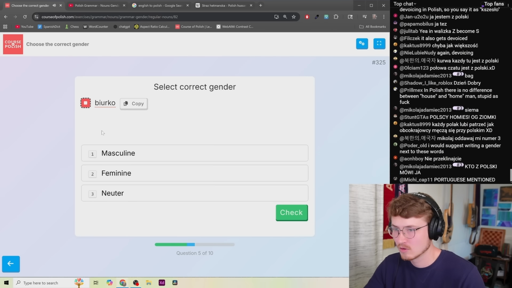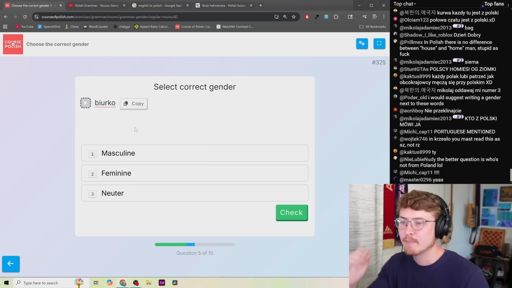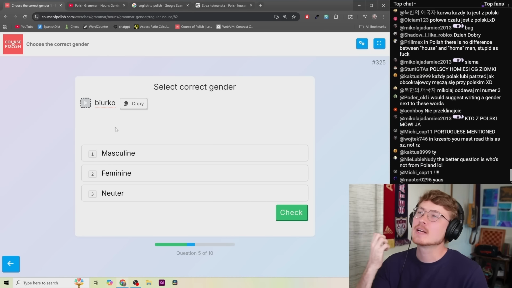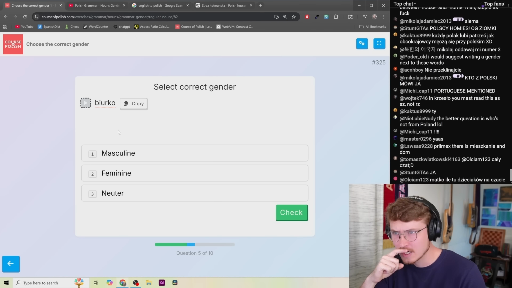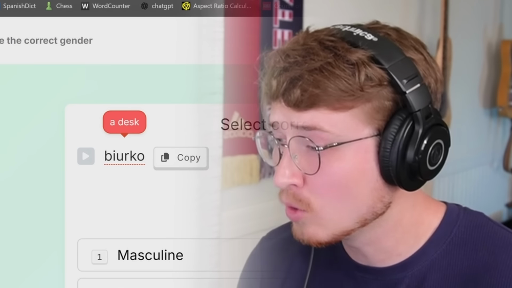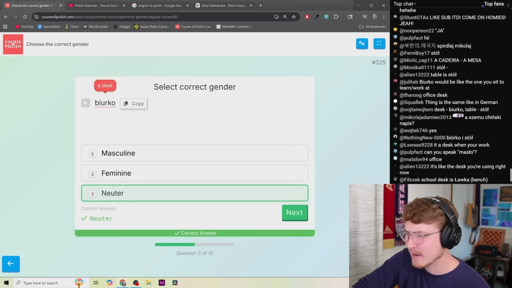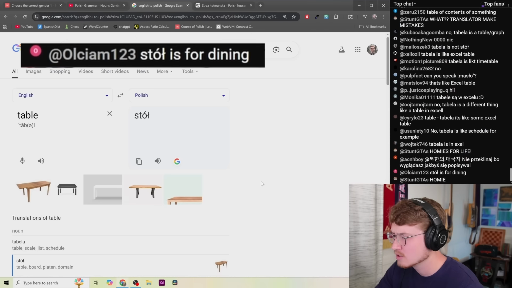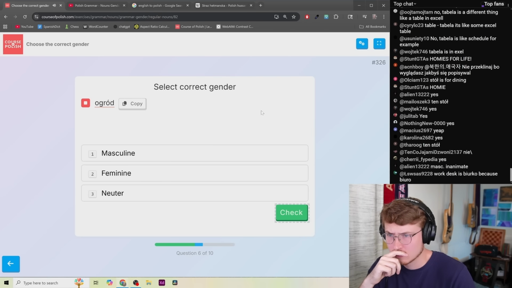Biurko. A desk. Okay, all right, a desk. My brain, when it ends in an O, because of the Spanish and Portuguese that I know, I want it to be masculine. Sometimes it can be masculine, right? But I believe this is neuter. It is. Would this be like a school desk, or does it not matter? Table is stool. Is that masculine? Is stool masculine? Stool is for dining. Yes, it's masculine. All right, moving on.